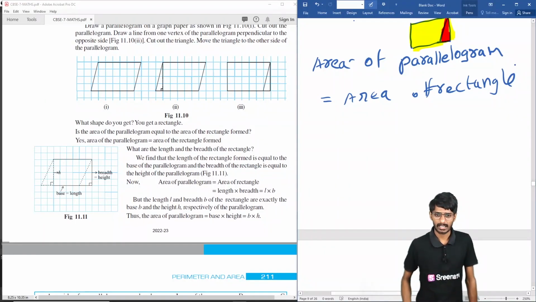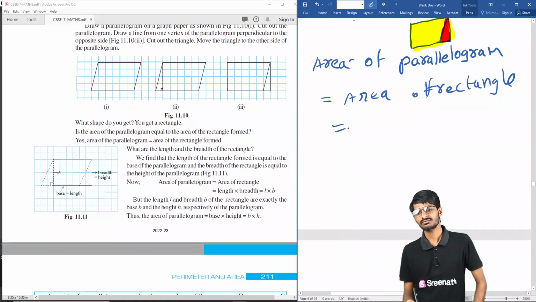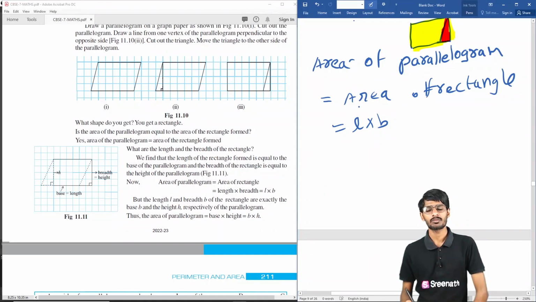Coming to the area of the rectangle, what is the area of a rectangle? We know that it is simply length into breadth. So the area of the parallelogram is the area of the rectangle, that is length into breadth. So simple now, students. So this is one way.